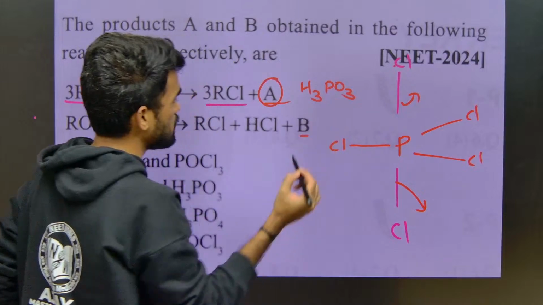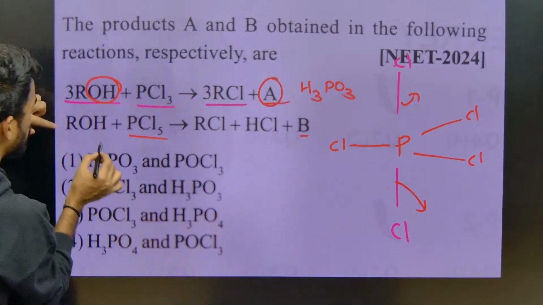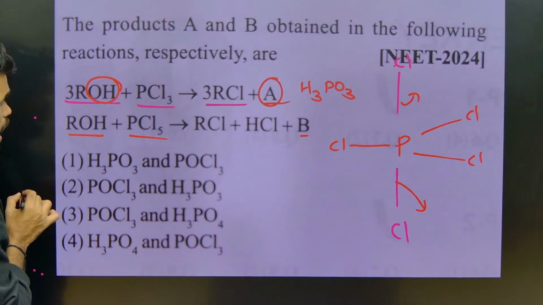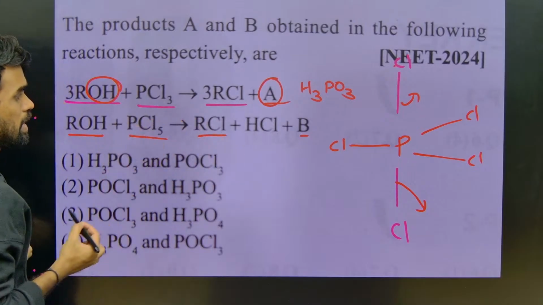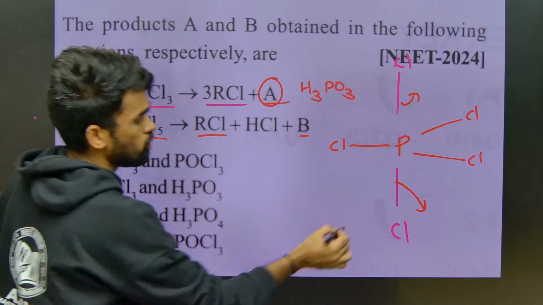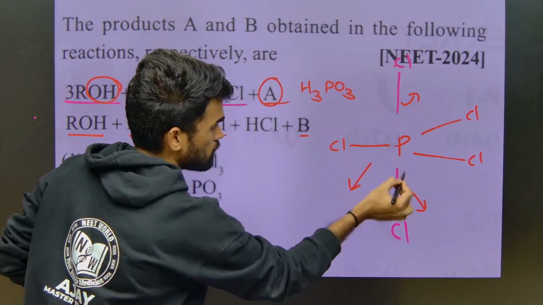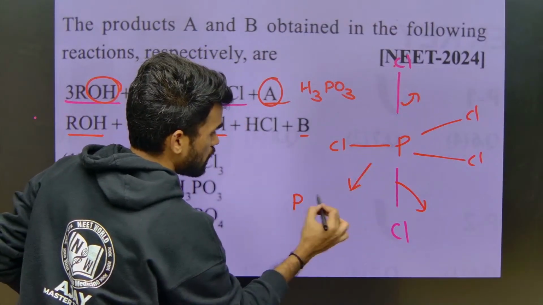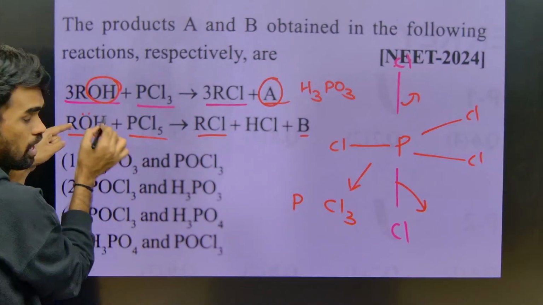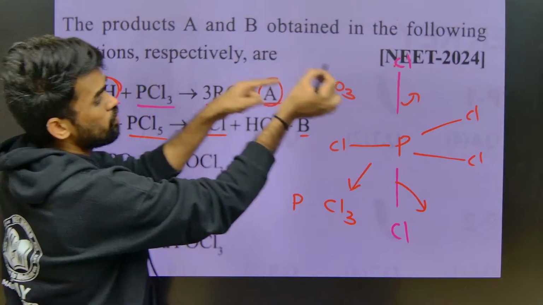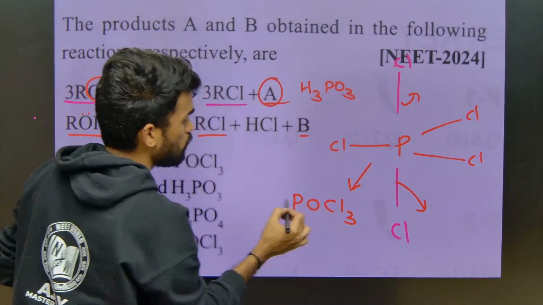So what is the product formed here? When it is treated with one alcohol, one chlorine atom is given to this, so we get RCl. Remove this one and this one, so we will have PCl3 along with this. The oxygen of this alcohol will be added to this, so we will get POCl3.